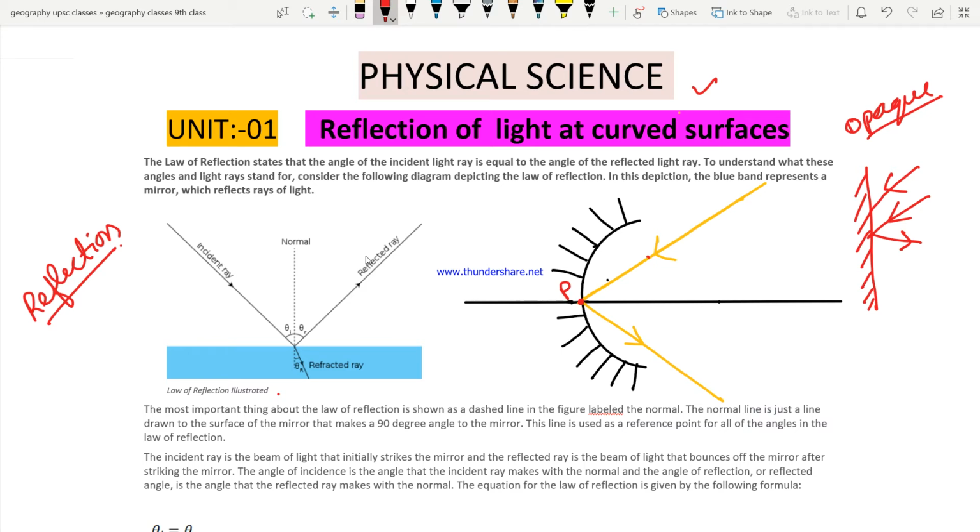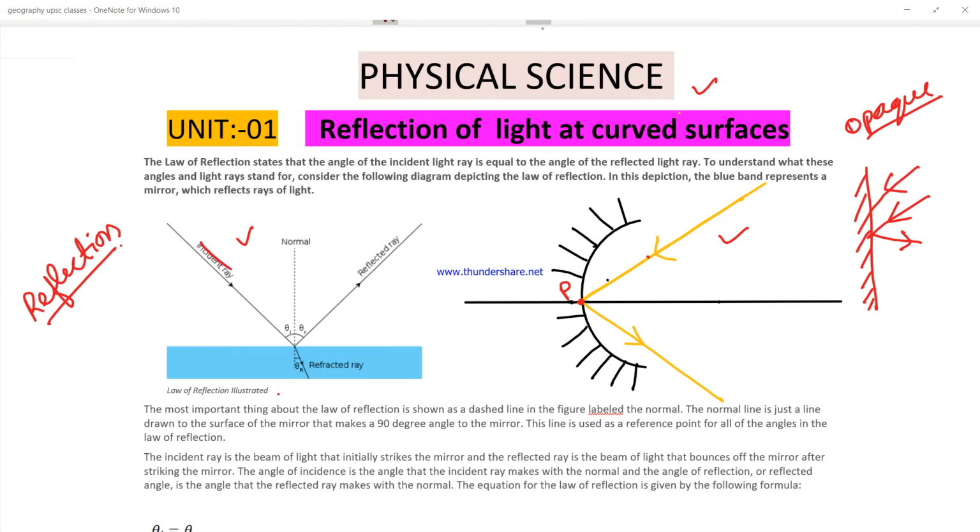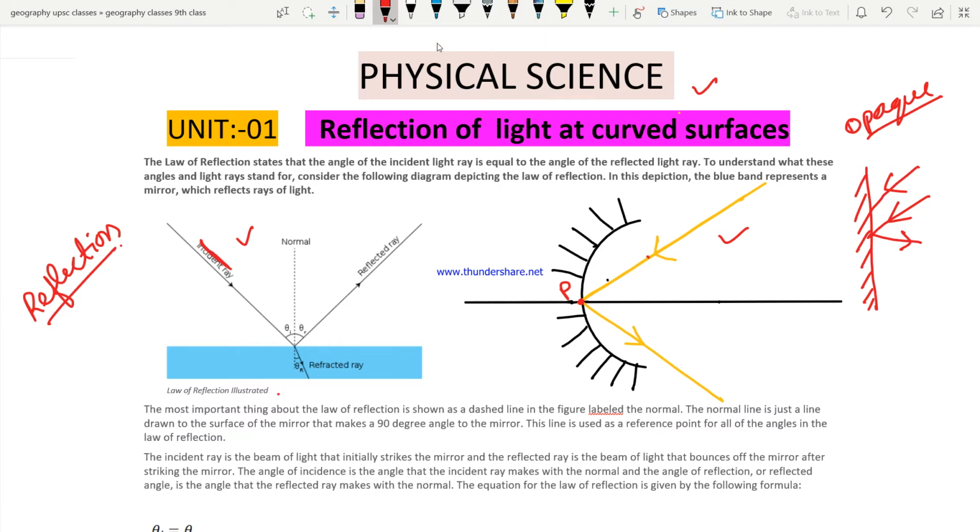These laws of reflection are applied for plane mirrors as well as curved mirrors. Let me apply it for a plane mirror. Let us take this as an incident light ray. When an incident light ray comes in, this is the reflected light ray. What is this? This dotted line is the normal.